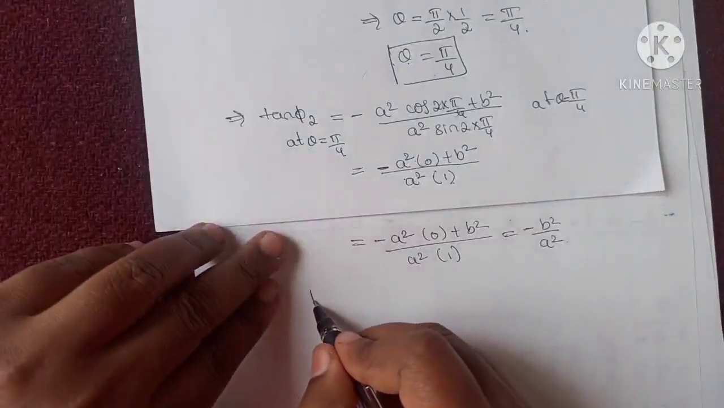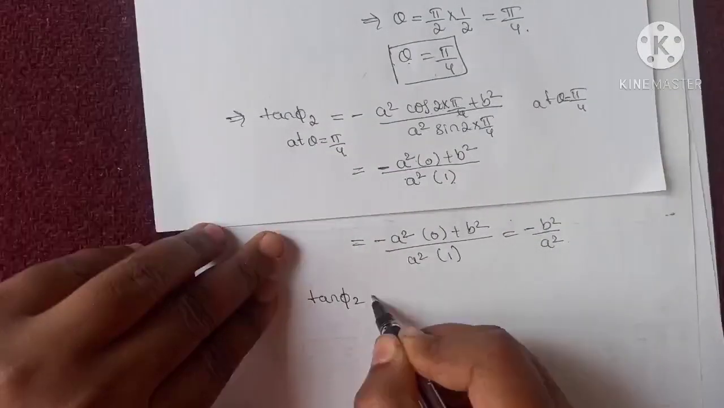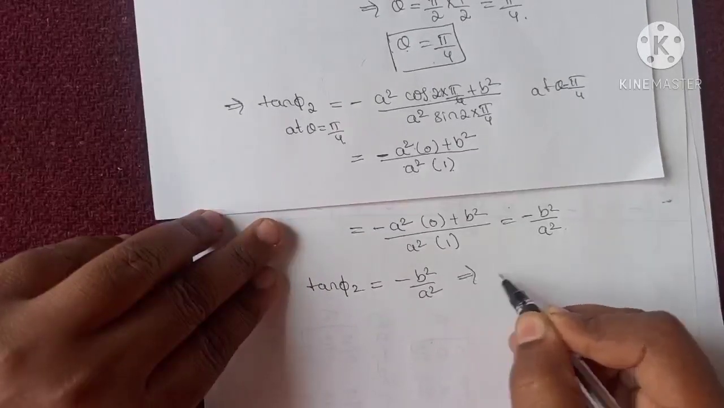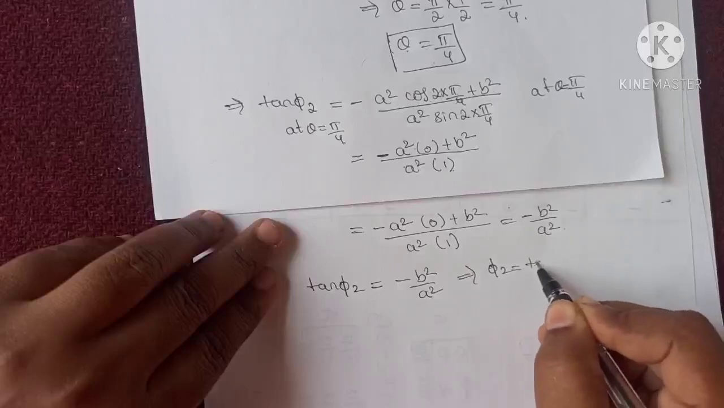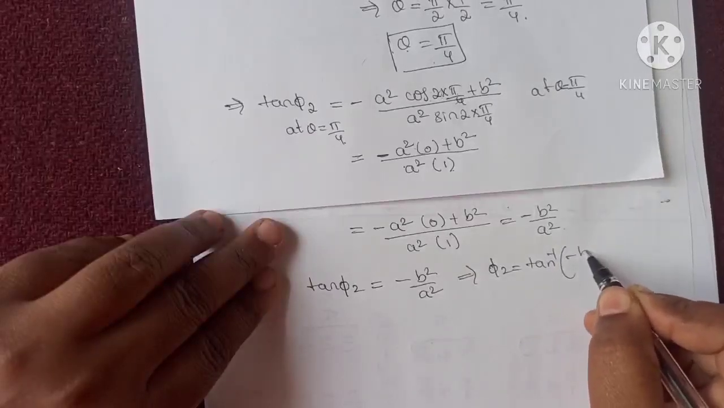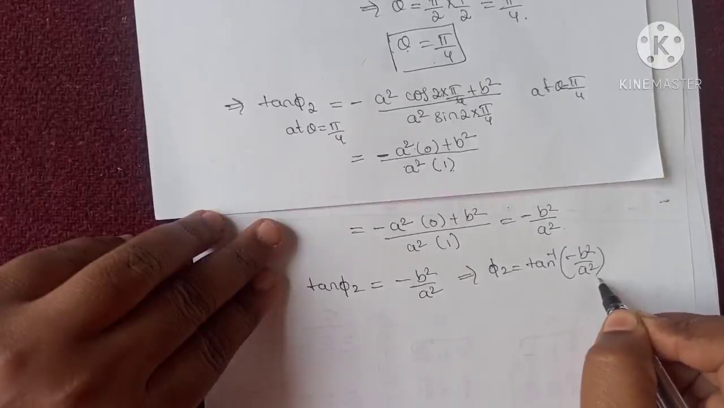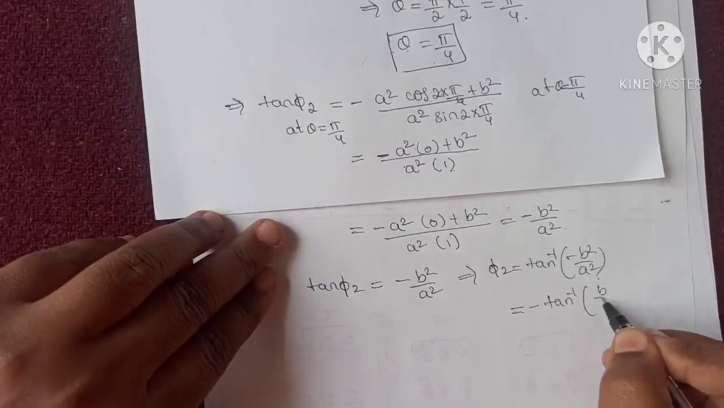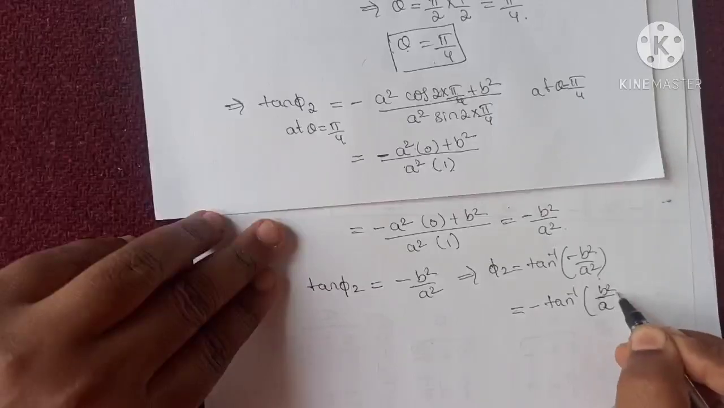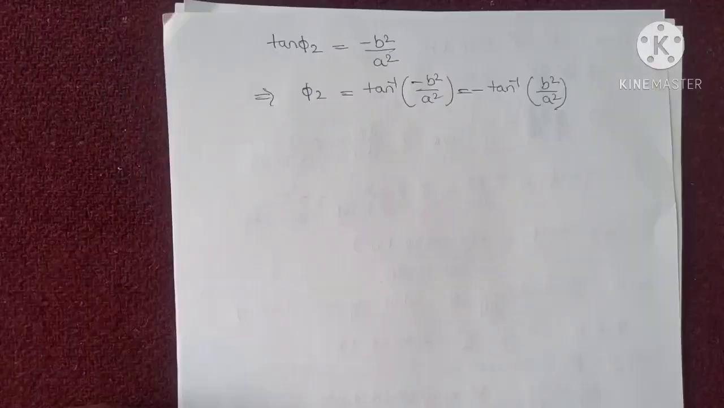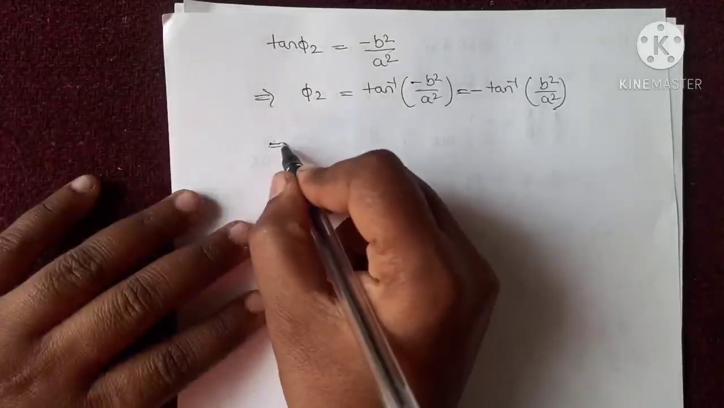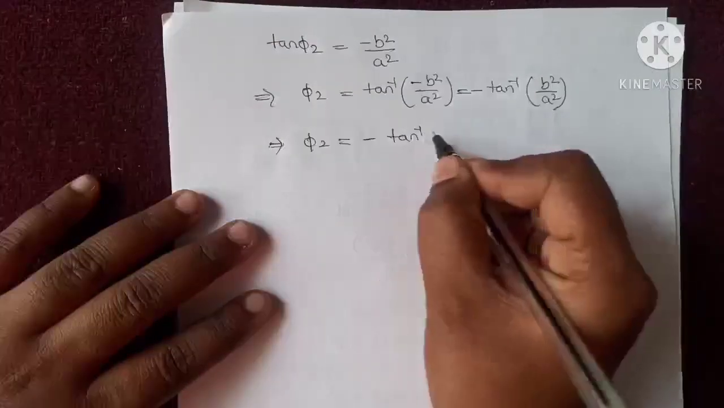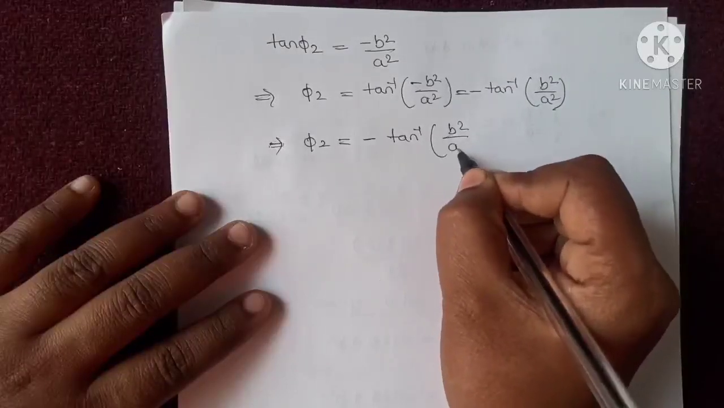Thus tan of phi 2 equals minus b square divided by a square, which implies that phi 2 equals tan inverse of minus b square divided by a square, which can be written as minus tan inverse of b square divided by a square. Therefore, phi 2 is equals to minus tan inverse of b square divided by a square.